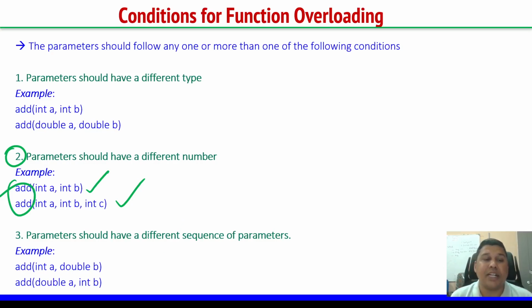The third one is that parameters should have a different sequence, like int A double B, and double A int B. Here also we can implement the polymorphism feature of function overloading. So these three are very important conditions. First, different data types. Second, the same data types but a different number of arguments. Third, a different sequence of parameters, like int double or double int. This way you can implement function overloading in C++.